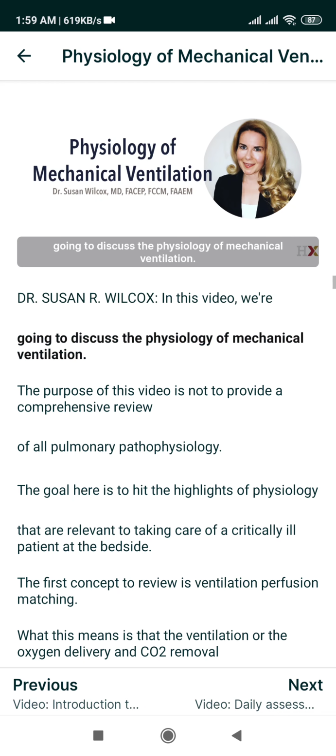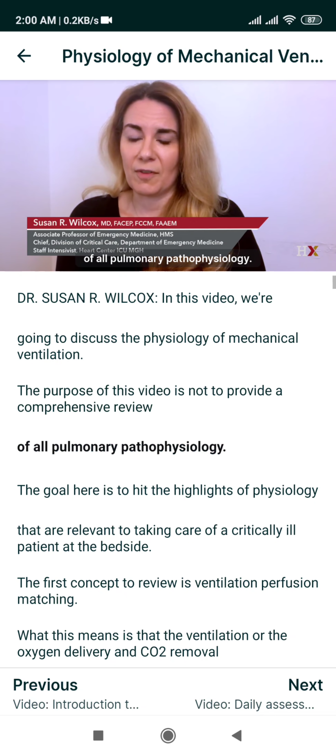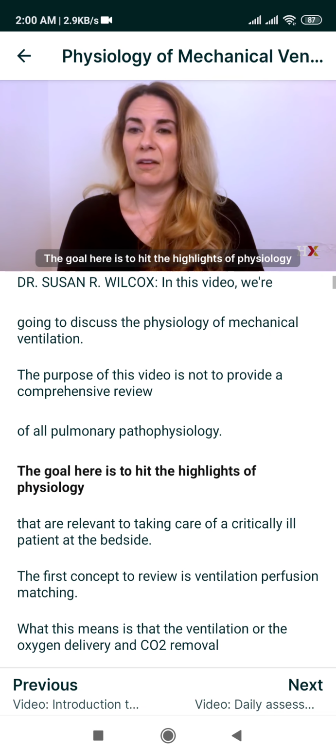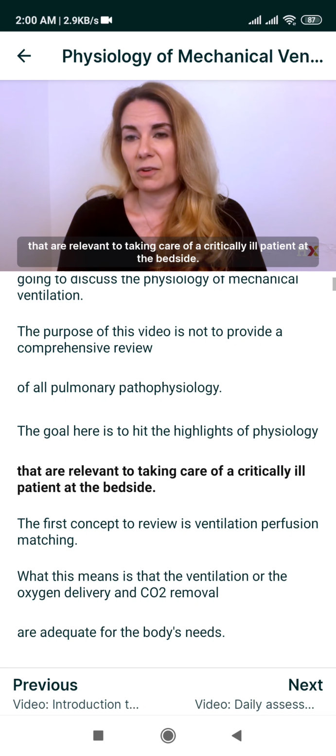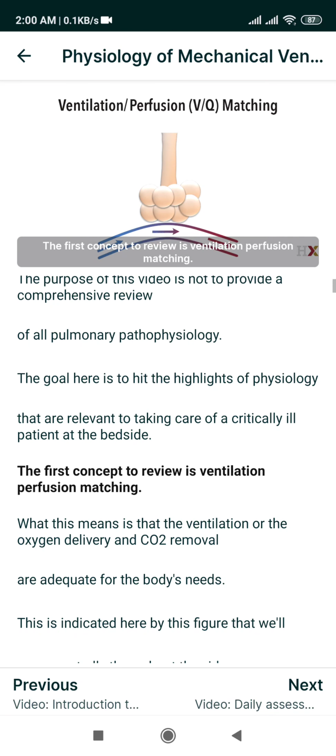In this video, we're going to discuss the physiology of mechanical ventilation. The purpose of this video is not to provide a comprehensive review of all pulmonary pathophysiology. The goal here is to hit the highlights of physiology that are relevant to taking care of a critically ill patient at the bedside. The first concept to review is ventilation-perfusion matching.